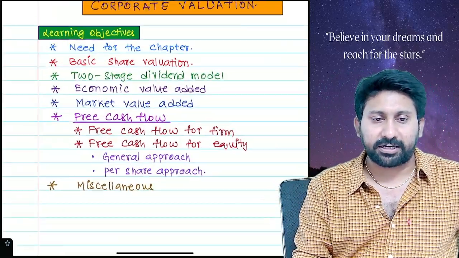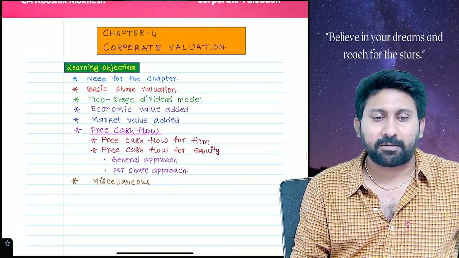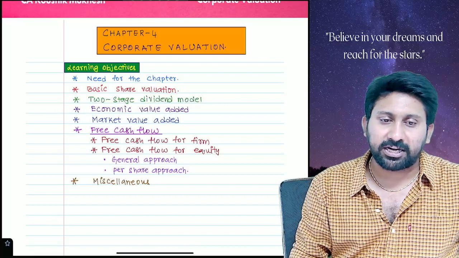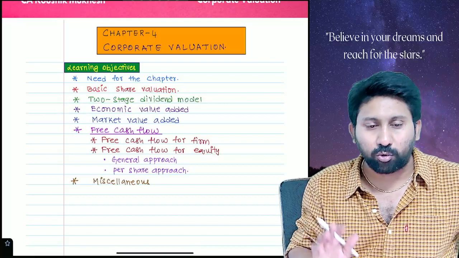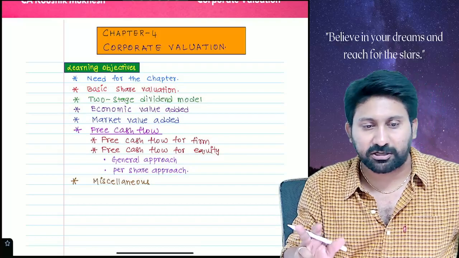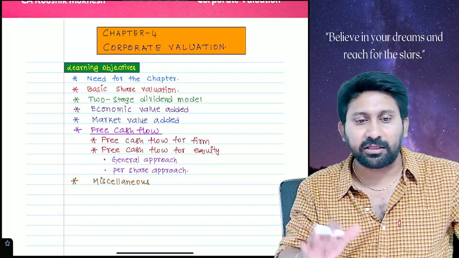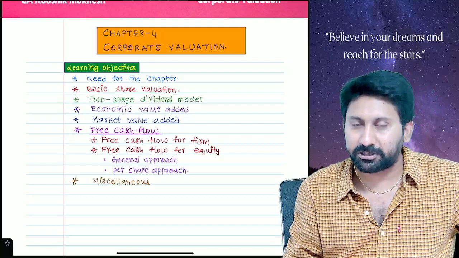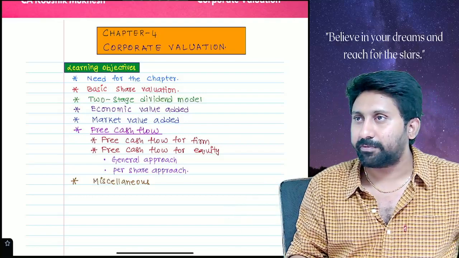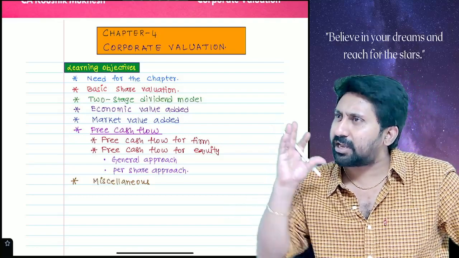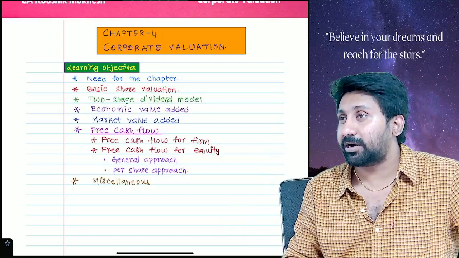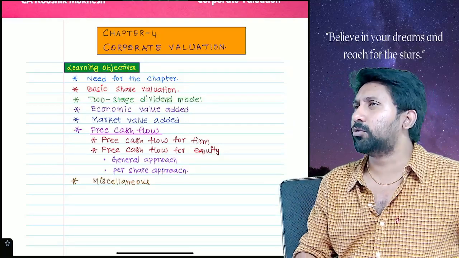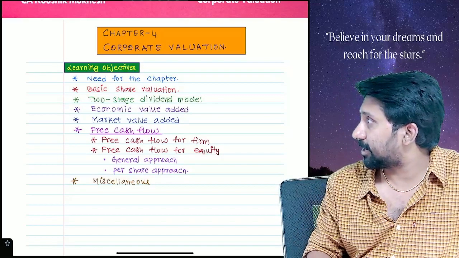The learning objectives: need for the chapter, basic share valuation, two-stage dividend model, EVA, MVA, and free cash flows, again of two types: free cash flow for firm and free cash flow for equity. And within those, the general approach, per share approach and miscellaneous. The learning objectives are very small and easy, but the concepts are very complicated to understand. We are going to learn a great deal of new things. Let's see the chapter.